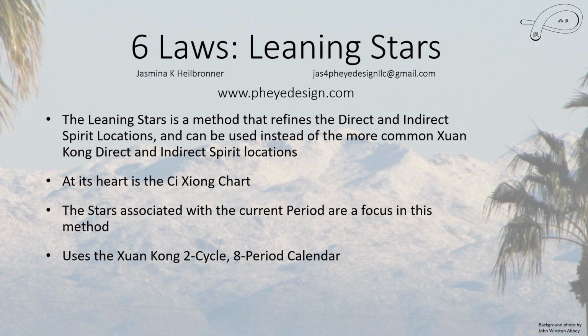It also, of course, uses the Schwen Kong 2-cycle 8-period calendar, and that's true of all of the 6 laws. And this is the one part of it that is time dependent. The Qi Hong has no period worry. They don't care what period it is, and they don't care what house it is. The leaning stars chart is the same for everyone, but the period is important.